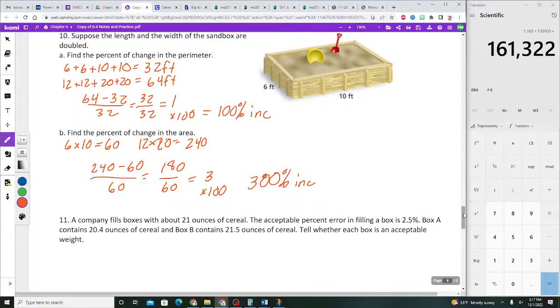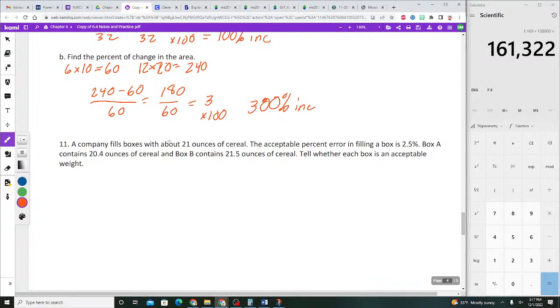All right. A company fills boxes with about 21 ounces of cereal. The acceptable percent error is 2.5%. So we want to stay below 2.5%. Box A contains 20.4 ounces and box B contains 21.5 ounces. Tell whether the box is an acceptable weight. Okay, so here we go.